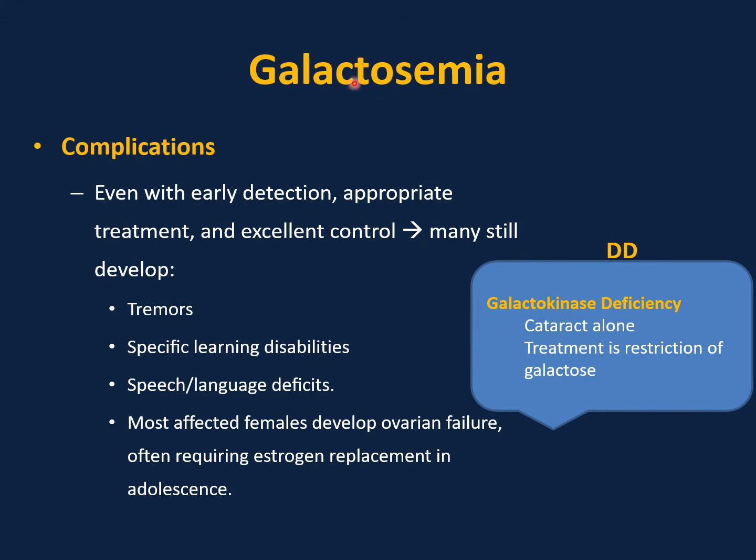Very important to be familiar with the common complications of galactosemia. Even with early detection and appropriate treatment and excellent control, many still develop tremors, specific learning disabilities, speech language deficit. Many females develop ovarian failure. This is high yield, often requiring estrogen replacement in adolescence. Remember, galactosemia is rare in real life but is common in the pediatric board examination. Galactokinase deficiency is another type similar to galactosemia but without systemic complication. These patients present with cataract alone, only cataract, and the treatment is restriction of galactose.